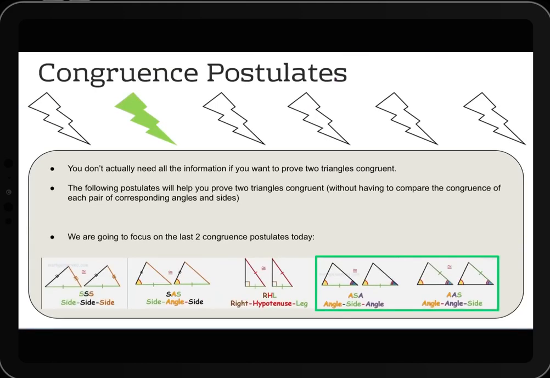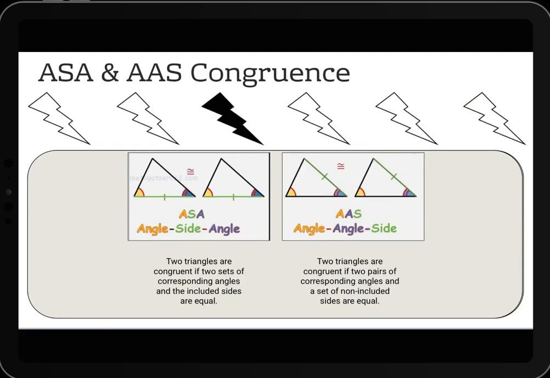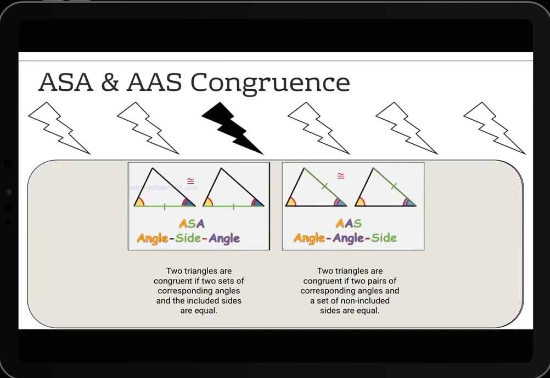So let's go ahead now and focus on the others that we have. The ones on the far right are the angle side angle and the angle angle side. In this particular case, with angle side angle, two triangles are congruent if two sets of corresponding angles and the included sides are actually equal. So you have two sets of corresponding angles now and a single included side.